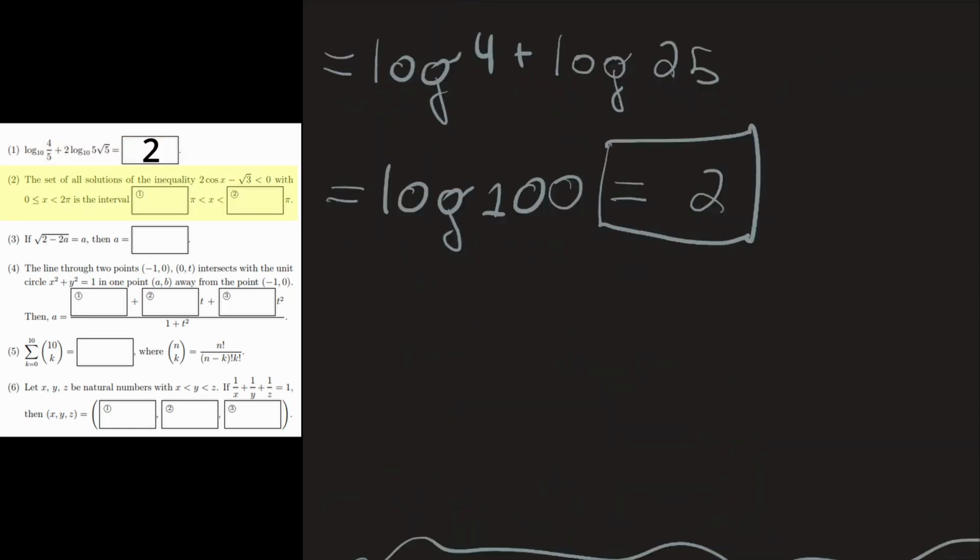So next is question 2, which says the set of all solutions to the inequality 2 cosine of x minus the square root of 3 less than 0, with 0 less than or equal to x, which is less than 2 pi, is the interval blank pi is less than x, which is less than blank pi. So for this, you need to be able to analyze the trig function, and you need to know the trig values of special common angles.